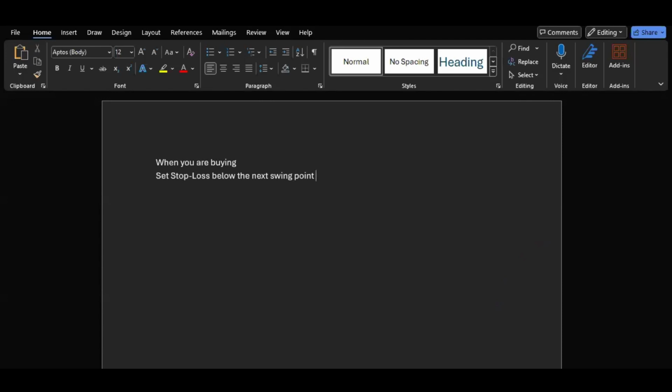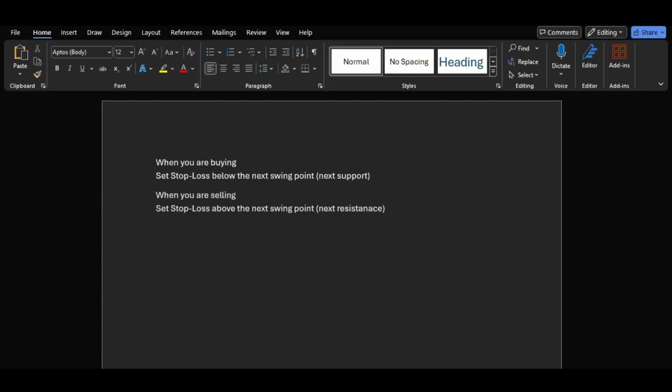When you're buying, set the stop loss below the next swing point, right? Say the next support, for example. And when you're selling, set the stop loss above the next swing point, right? I could even say, in this case, the next resistance.